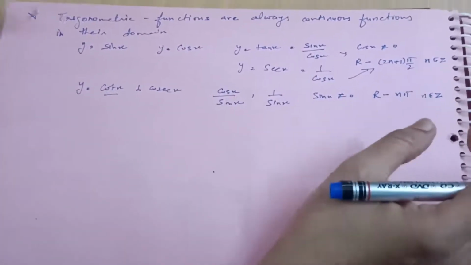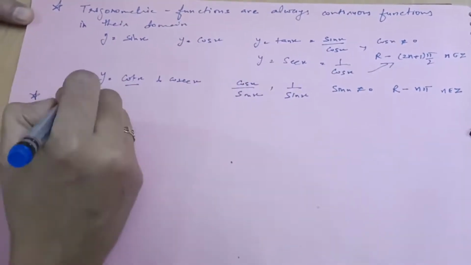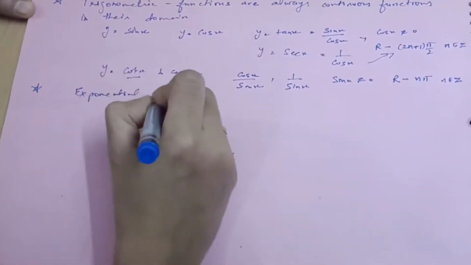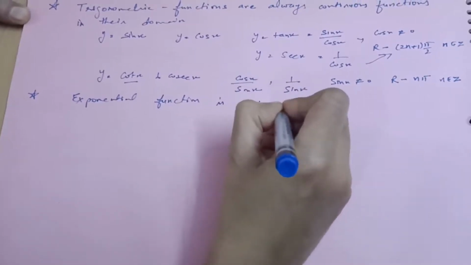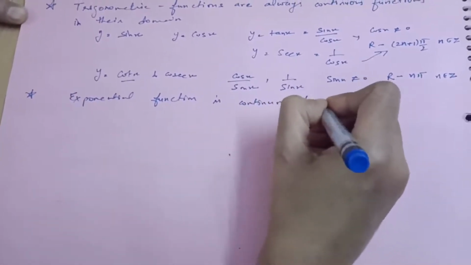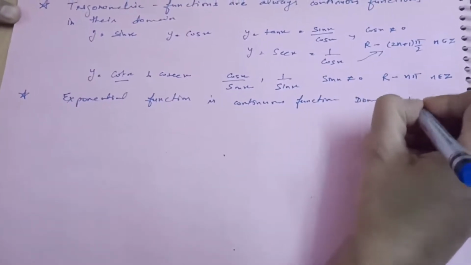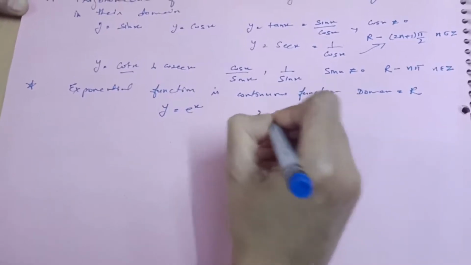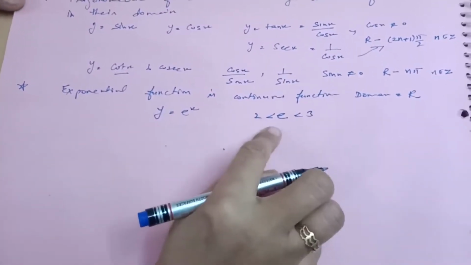Polynomial functions are continuous functions. Okay, rational functions are continuous functions. Similarly, exponential function is also a continuous function. Its domain is R. Domain equal to R means y equals e to the power x, where the value of e lies between 2 and 3. That is also a continuous function.